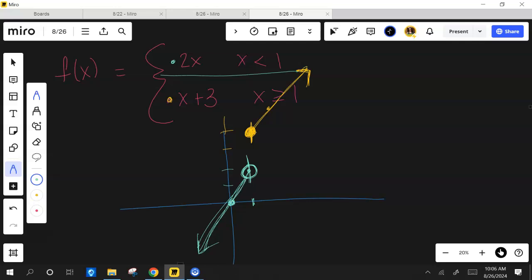Because it's two pieces. Does it maintain its functionality? What does it mean to be a function? It has to have an x and a y. One and only one y for every x. It passes the vertical line test. Remember that vertical line test we talked about? It still maintains. Now, if that bubble was darkened, if this was included, it would not be a function anymore because it would fail the vertical line test at that point.